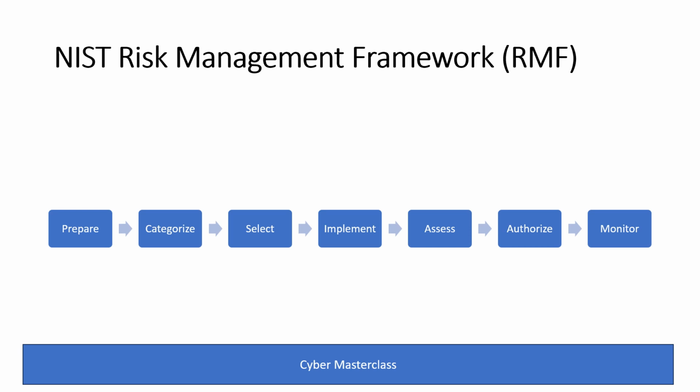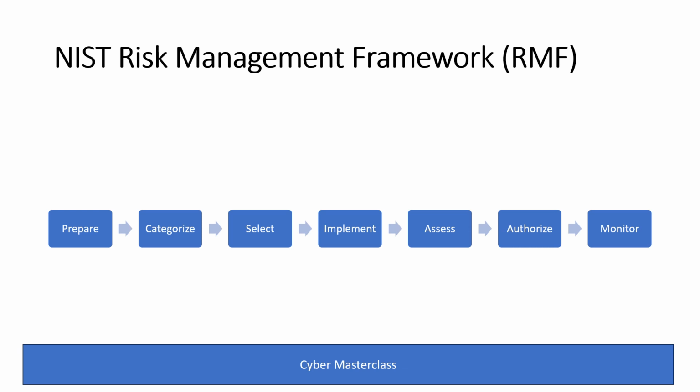The second step is called the categorize step. The purpose of the categorize step is to determine the adverse impact to the organization with respect to the loss of confidentiality, integrity, and availability of systems and the information processed, stored, and transmitted by those systems. The impact is then used to categorize the system, and the categorization is used to inform the organizational risk management processes and tasks. The third step is called the select step.